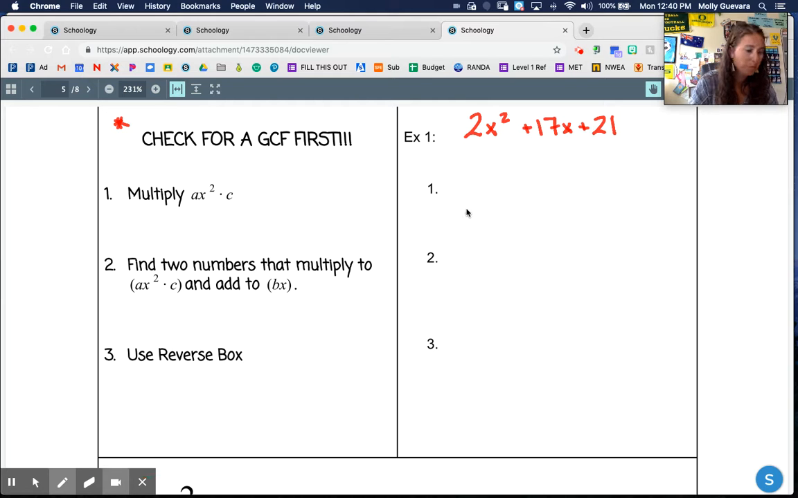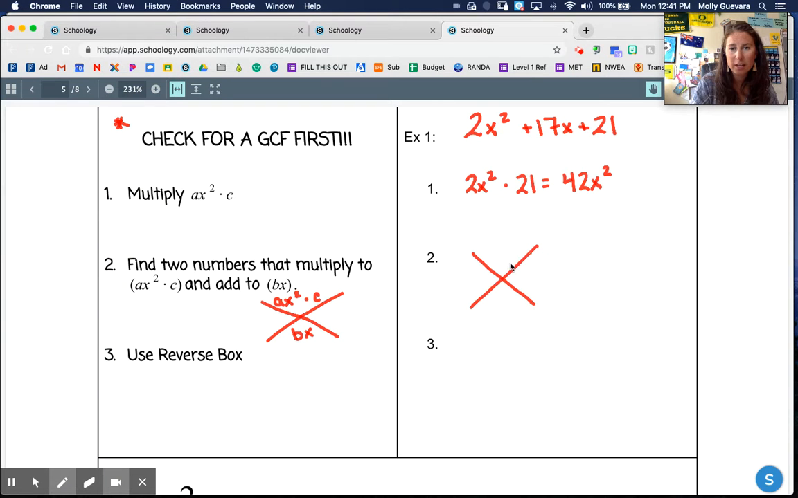Okay, so that's my first step, is I'm going to take my first term, which is 2x squared, and I'm going to multiply it by my last term, which is 21. And that gives me 42x squared. And that number is going to be very helpful here, okay? Then step 2 says find two numbers that multiply to your ax squared times c, which I just found, and add to bx. So this is the x part of the x box method, right? Up here goes my ax squared times c, and then on the bottom goes my bx. And I'm trying to find two numbers that multiply to the top and add to the bottom. So in this case, my numbers are 42x squared on the top, and my bx is 17x. Okay, so I'm trying to find two numbers that multiply to 42 and add to 17.